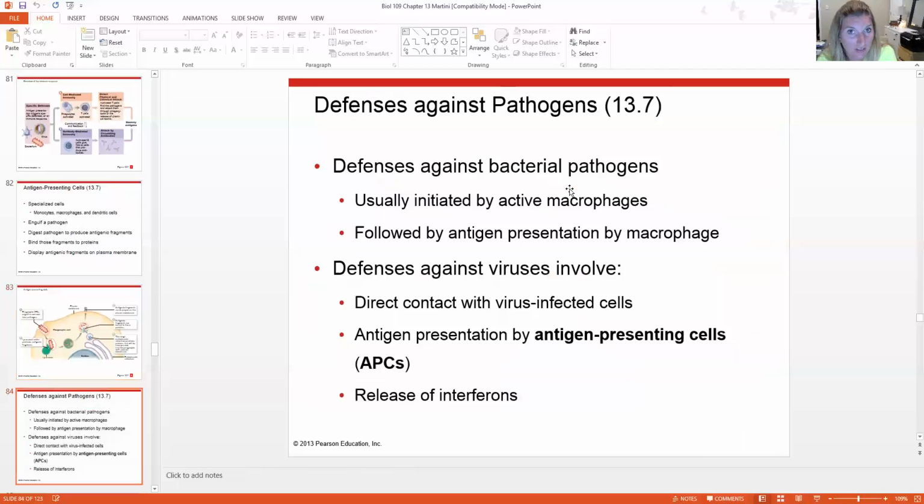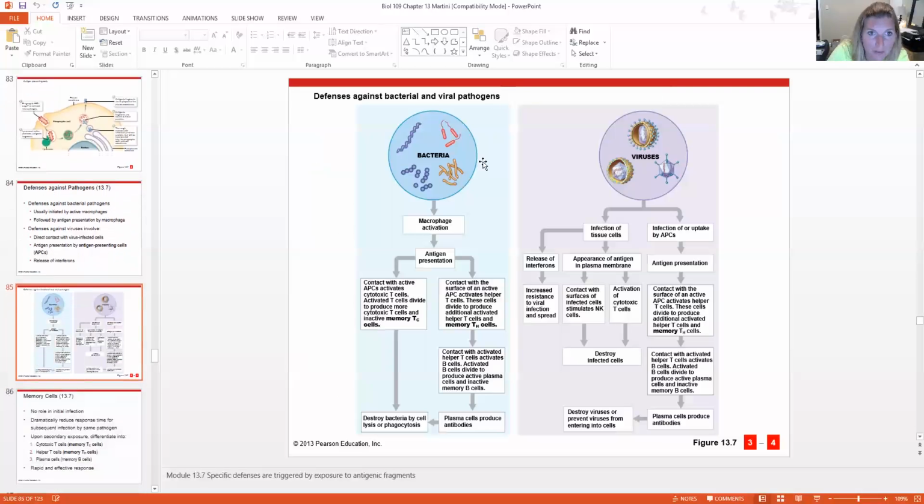There are also defenses against viruses. Viruses involve a direct contact with virus-infected cells. The antigen presentation by the antigen-presenting cells, those APCs that we just mentioned, as well as interferon. So it's a little extra step with virus-infected cells. So with bacteria, again, those macrophages are activated, they engulf, they throw up that little flare with the antigen on it, and then that's what's called antigen activation or presentation, and that's where the memory T cells are created, and then the cytotoxic T cells or B cells will be created to destroy that pathogen.